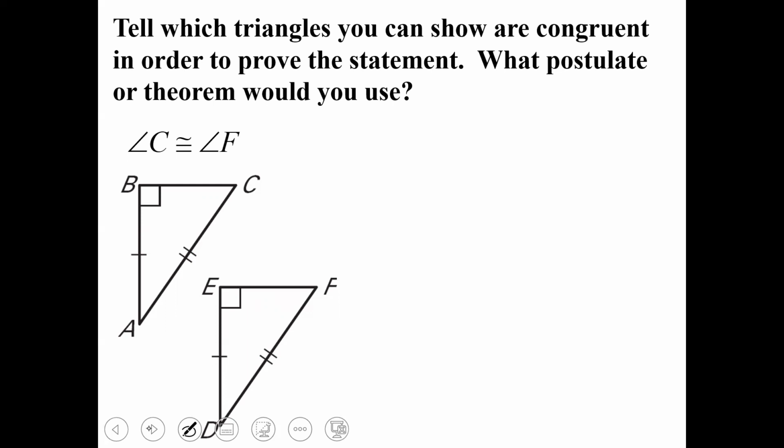Y'all, side AB, is that a leg? Does it correspond and is it congruent to side DE? Yeah. So how are these two right triangles congruent to each other? Good, HL. So since we know that these two triangles are congruent to each other via HL, how are we able to prove that angle C is in fact congruent to angle F? Good, CPCTC.